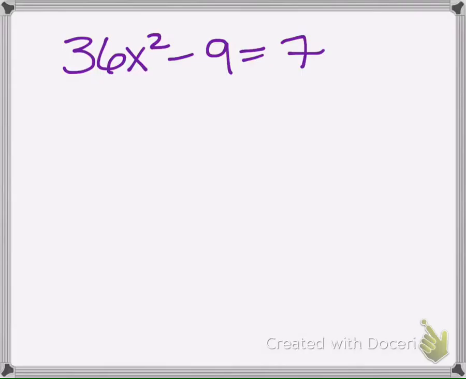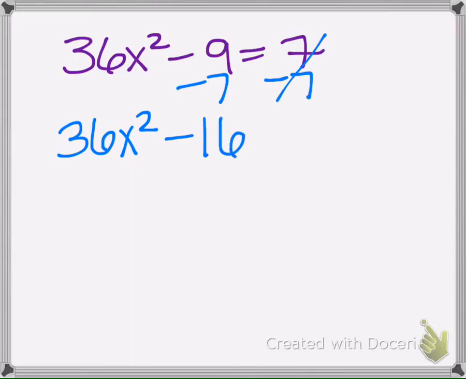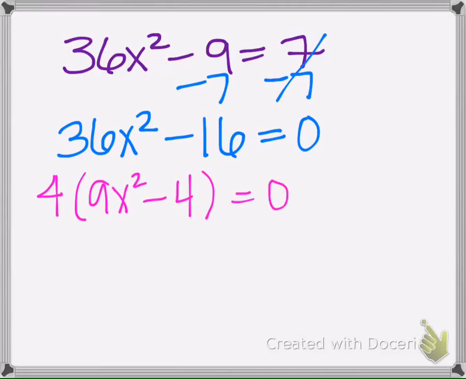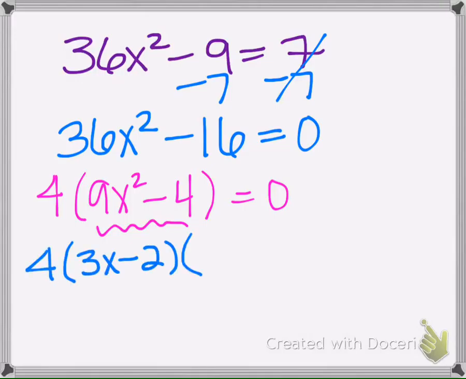I'm going to do it a third time, and this time I'm going to see if it could be factored. So to use factoring as a method, it has to equal 0. And then we factor the left side there. So there is a GCF, which is 4. And then now this is a difference of 2 squares. So 3x minus 2 times 3x plus 2.